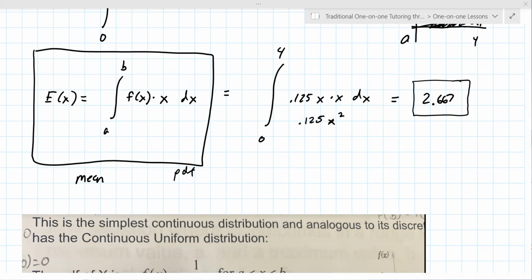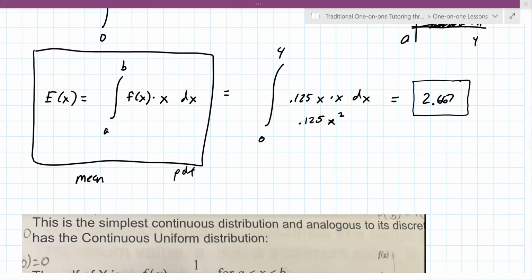Actually, how come I didn't get the same thing as you did? That's weird. Hold up. Enter 0 to 4. Then you have 0.125. It is 0.125, right? Yes. And then you have x squared, dx equals. Okay, there it is, 2.66 or 2.67. Okay, I got it.